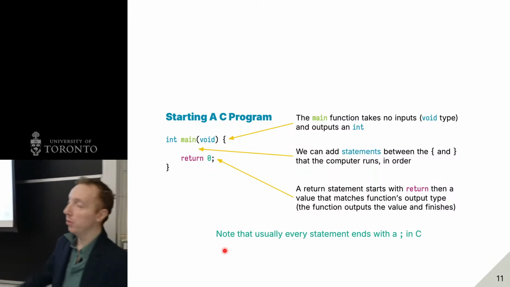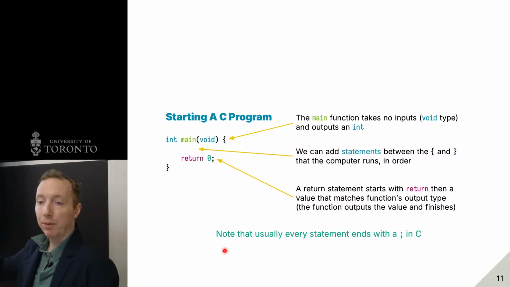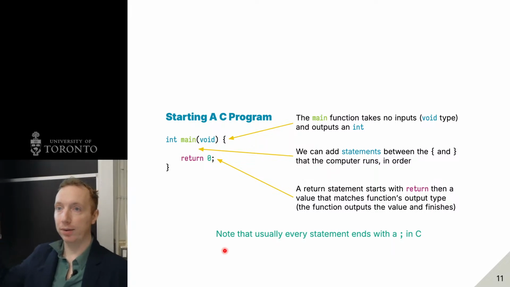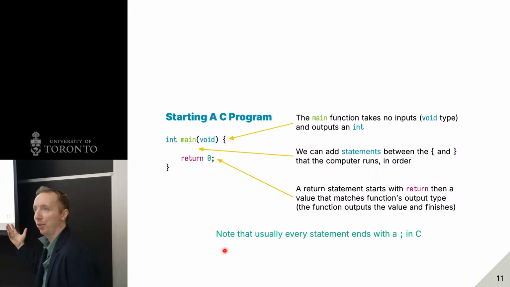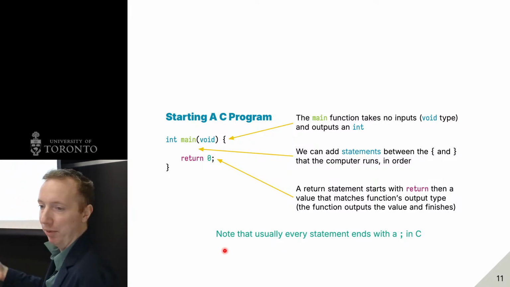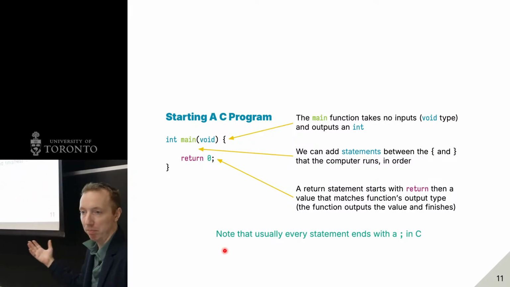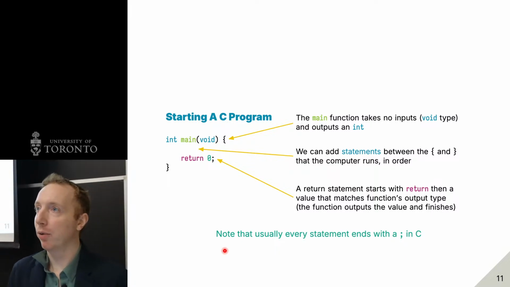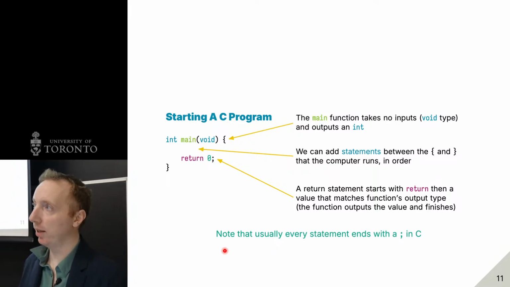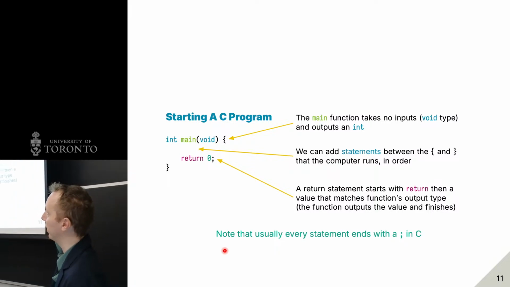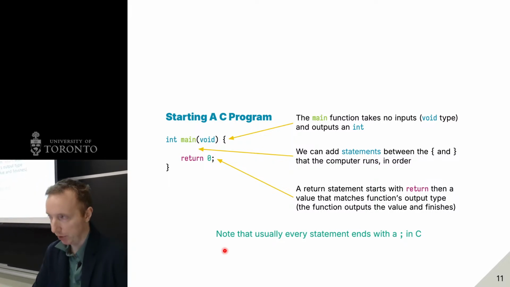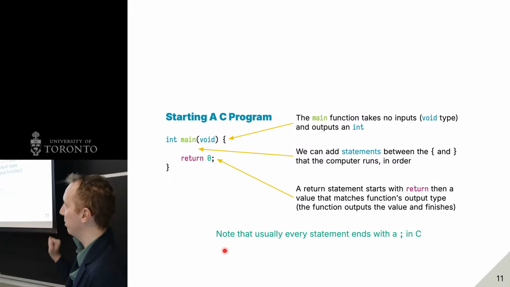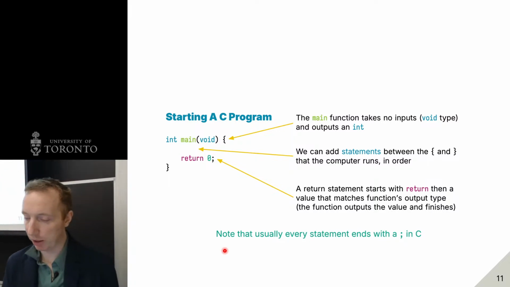And note, usually in C, every single statement ends with a semicolon. That is because that's just the rules of C. The compiler that was created back in the day was exceedingly dumb and exceedingly simple, so you basically had to tell it when a line ended. You'll just have to get used to it. Pretty much every statement ends with a semicolon in C.